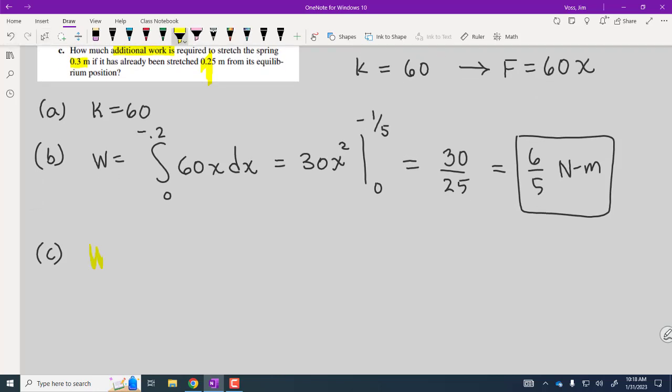So work will be, we're starting at 0.25, so it's been stretched to 0.25 meters, and we want to stretch 0.3 more, which means we're going to go to where on the number line? 0.55 will be the end position. And then we still have the same forcing function, so that'll be our setup. This will give us the additional work. Integrate. Let's convert these things to fractions so that we don't have to deal with decimals. So 55 over 100, if you divide by 5, you're going to get 11/20.